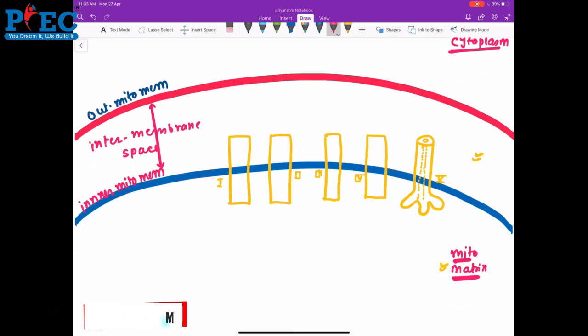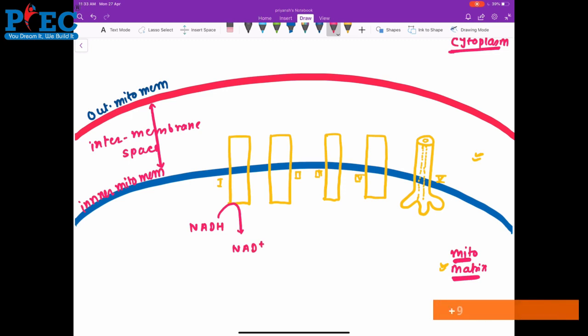First of all, what happens is the NADH molecule attaches to complex 1 and converts into NAD. Now the hydrogen ions which are taken out from the NADH molecules will be pumped into the intermembrane space. These hydrogen ions will come here because many NADH molecules will be attaching here. So some of the hydrogen ions will be pumped into the intermembrane space and some will be transferred towards complex 2.